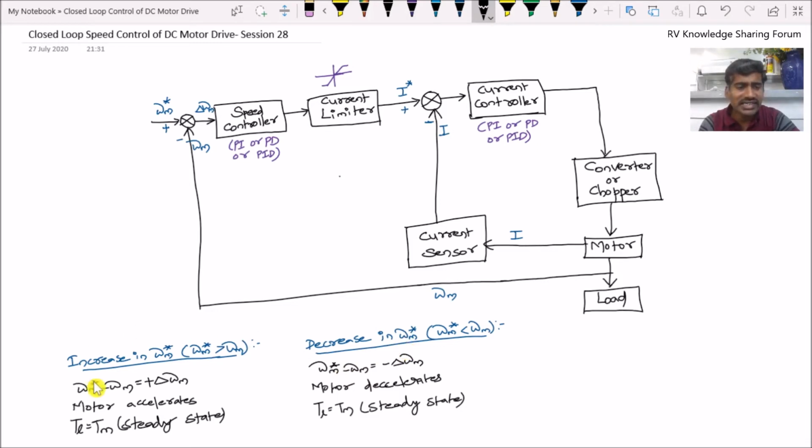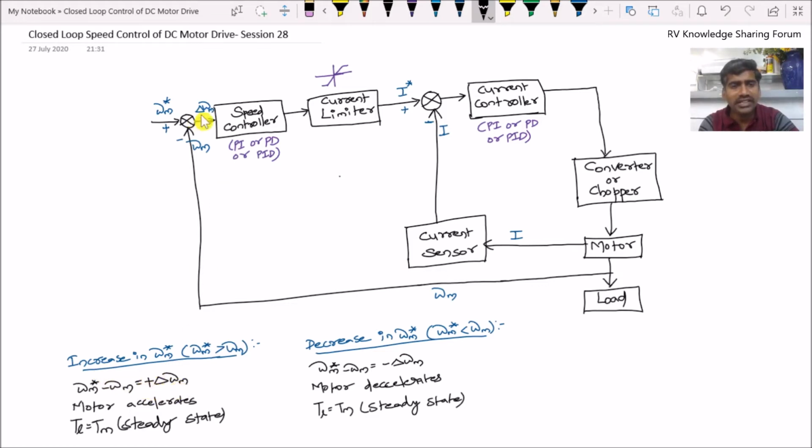First, let us discuss when there is an increase in omega m star, the reference speed command. That is, omega m star is greater than omega m. The difference between omega m star and omega m, that is omega m star minus omega m, is equal to plus delta omega m. This delta omega m is the error signal. If you look at this, it is positive. So whenever there is an increase in omega m star, we have a positive error signal.